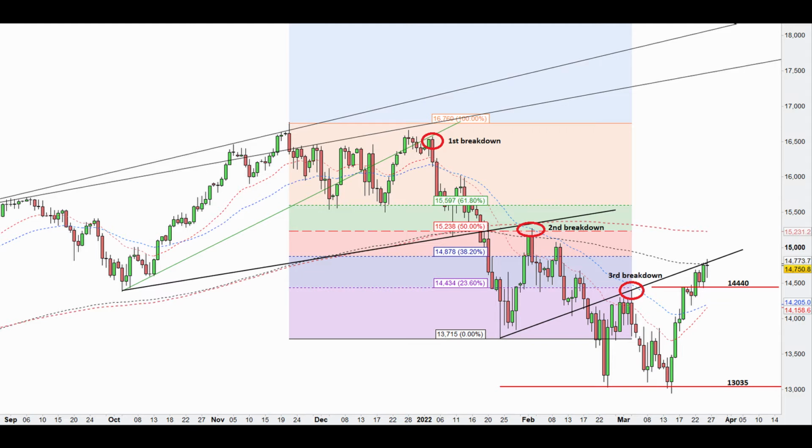and is now consolidating after a successful backtest of the third breakdown, which is where the trend line in black comes from, connecting the lows from January and the third breakdown here highlighted. This area around 14,765 to 800 is huge because it would negate the third breakdown and the bear flag pattern highlighted. Getting above this area would see price rally quickly towards the 200-day moving average, which is around 15,230.